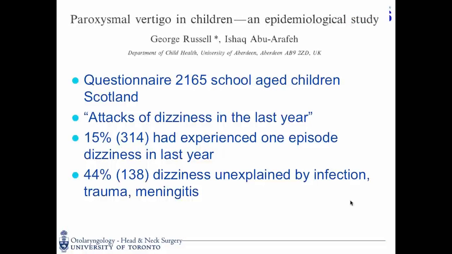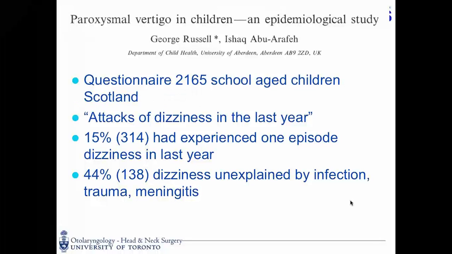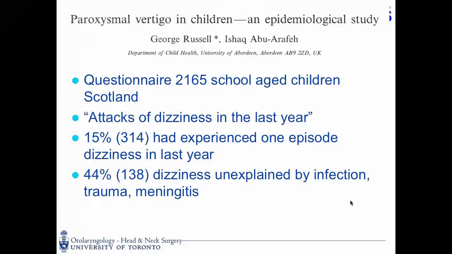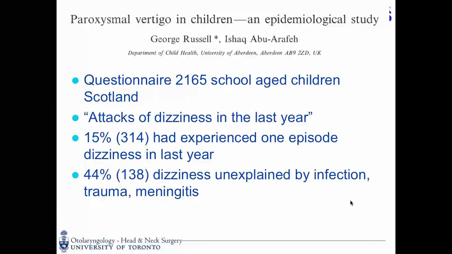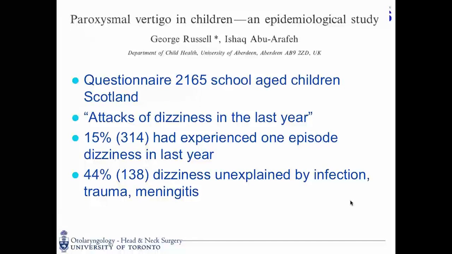So when we think of how common this is, a study by Dr. Russell sent out a questionnaire to school-aged children, and it was a very vague commentary about, you know, have you had an attack of dizziness in the last year? So again, could mean a number of things, not all of which represent peripheral vestibular sensation. And so 15% had experienced one episode of dizziness in the last year, and in under half, that dizziness was unexplained by infection, trauma, or meningitis. So I think it tells us that these symptoms are very common, and that we're going to have to be astute clinicians and have appropriate tools in order to figure out which of these dizzy children indeed has an issue with their peripheral vestibular function.